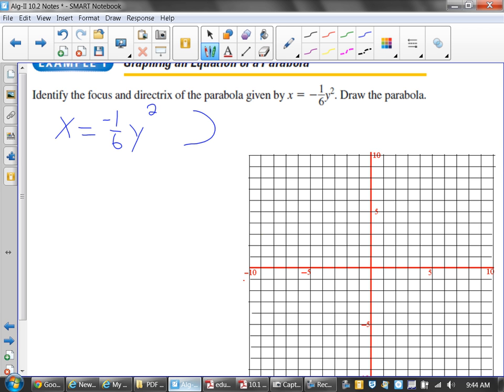Wait, how do you know that? Look, see how it's negative? So it just means it's opening to the left. It's y squared, so it's a left or a right one. Okay, so I know that. I don't know what my p value is or anything right now.